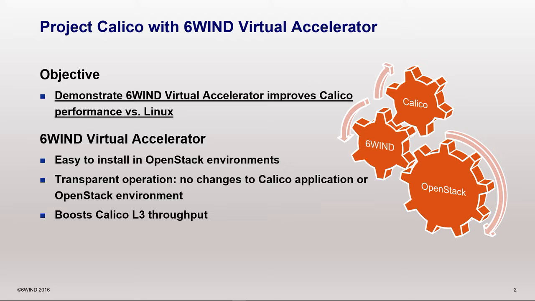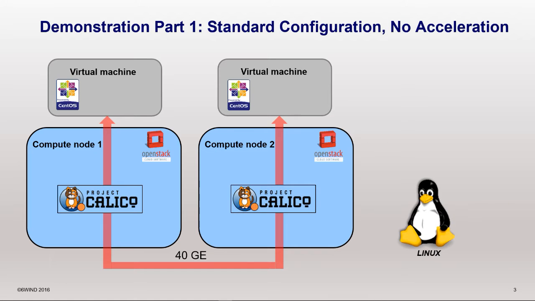In addition to boosting Calico L3 throughput, we demonstrate 6WIND Virtual Accelerator's ease of installation in OpenStack environments and transparent operation with zero modifications to Calico or OpenStack. The demonstration has two parts.